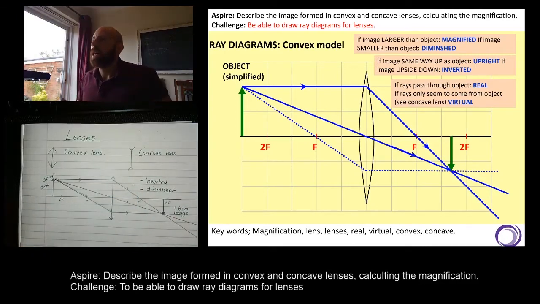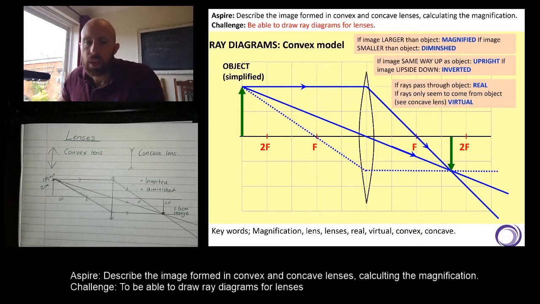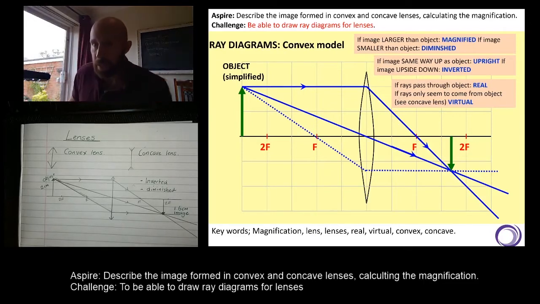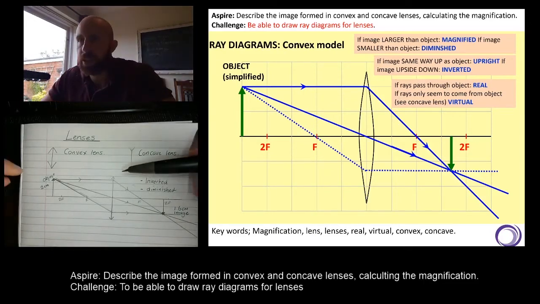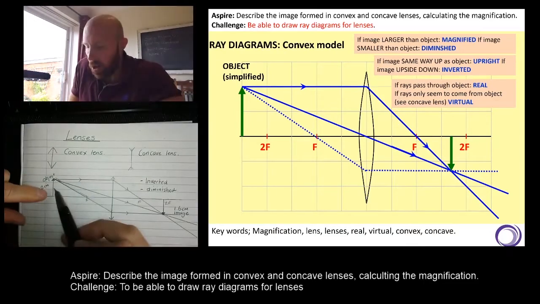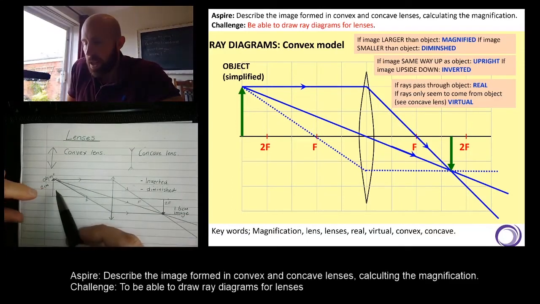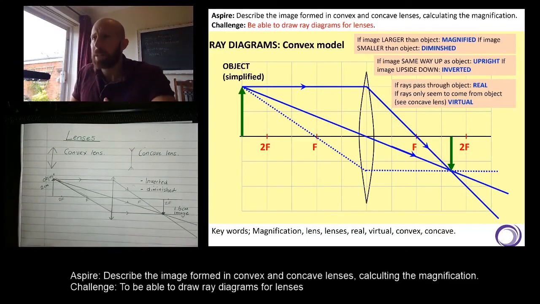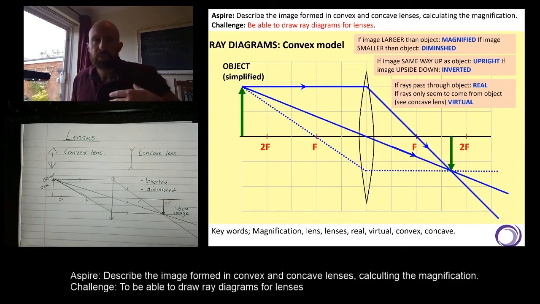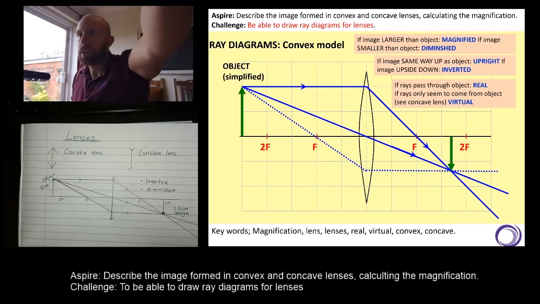Okay. And the last thing that we need to look at, if it's in this orange box here, is whether or not it's real or virtual. It's a bit of a strange explanation, this. A real image is one that is formed on the opposite side of the lens to the object. So imagine you're looking through a window, you look through that window and you see something on the other side. If you were to reach through the window, you would be able to grab that object.